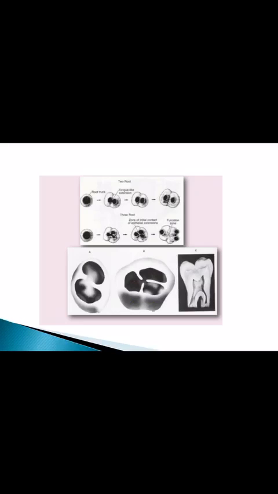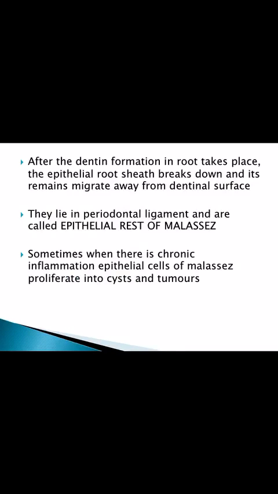Here you can see that the root trunk develops tongue-like extensions, which later on form two roots and three roots. After the dentine formation in the root takes place, the epithelial root sheath breaks down and its remains migrate away from the dentinal surface. They lie in the periodontal ligament and are called epithelial rests of Malassez. Sometimes when there is chronic inflammation, the epithelial cells of Malassez proliferate into cysts and tumors.